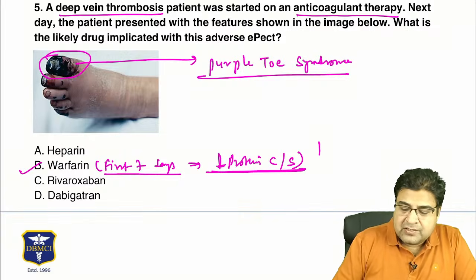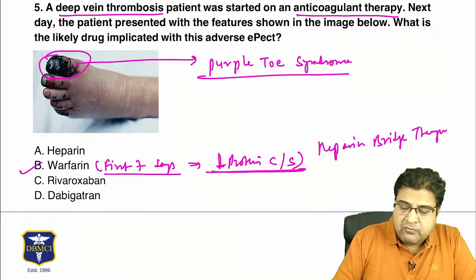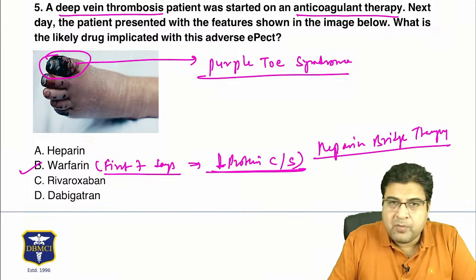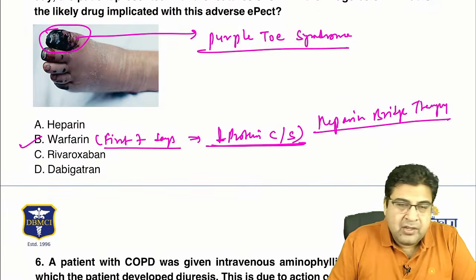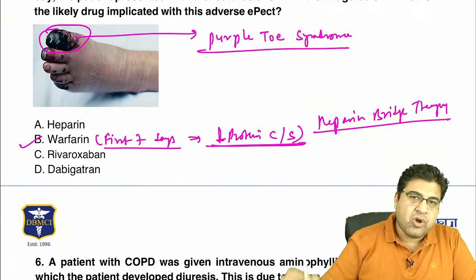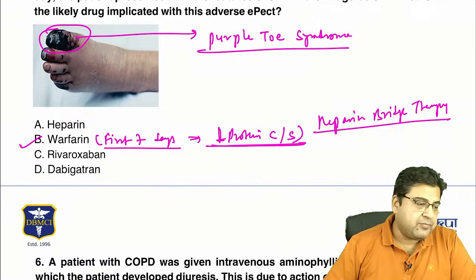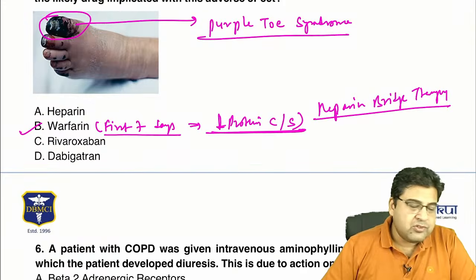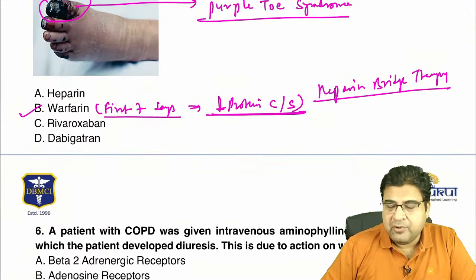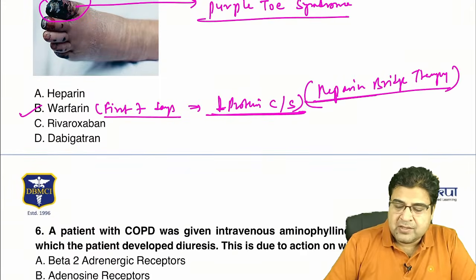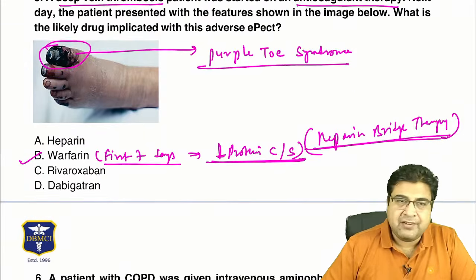Now the solution of this problem is heparin bridge therapy. Whenever we give warfarin therapy to a patient, we always start with heparin, and after a few days we stop heparin and continue with warfarin. So heparin bridge therapy is the concept that we follow to prevent the side effect.